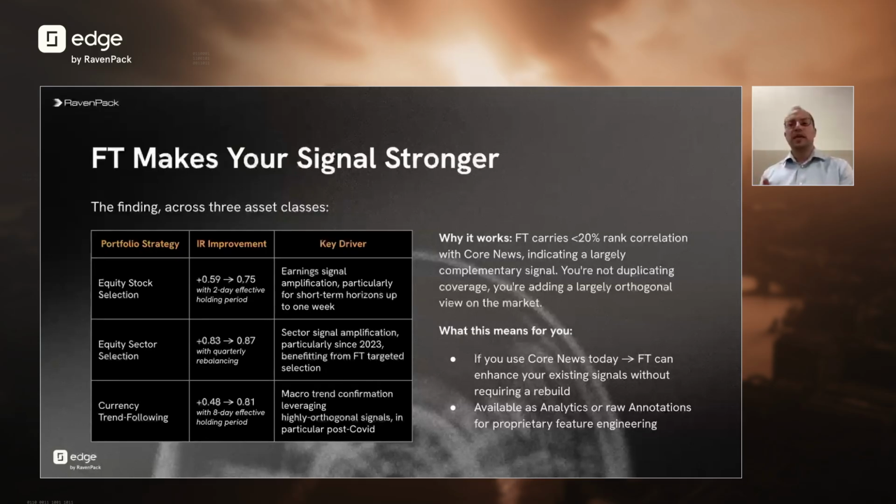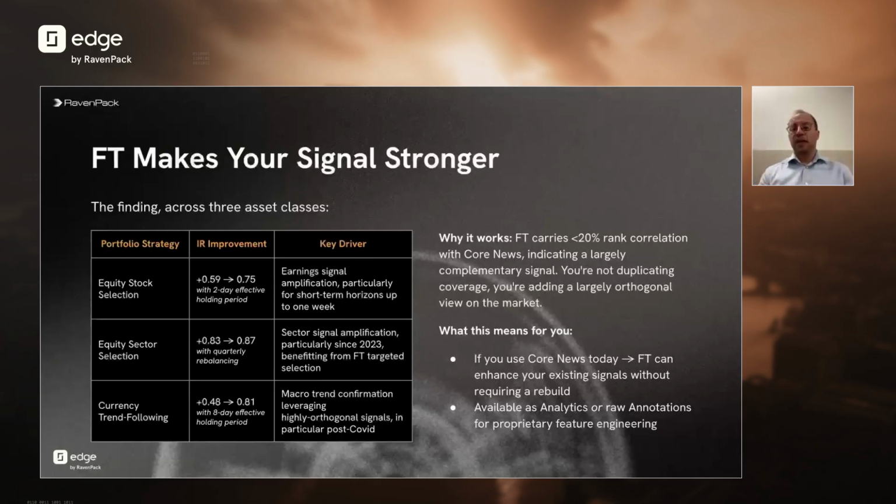But more importantly, we have seen that the improvement has been quite significant over the last few years. And finally, we showed it in a mid-frequency currency trend following strategy, where we were able to improve the information ratio from 0.48 to an impressive 0.81 with an 8-day effective holding period. So why does this work? Well, it works because the Financial Times carries a relatively modest rank correlation with core news of less than 20% across the various strategies, indicating a largely complementary signal.